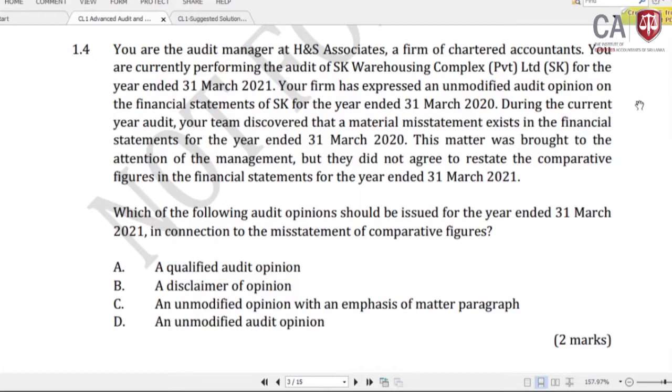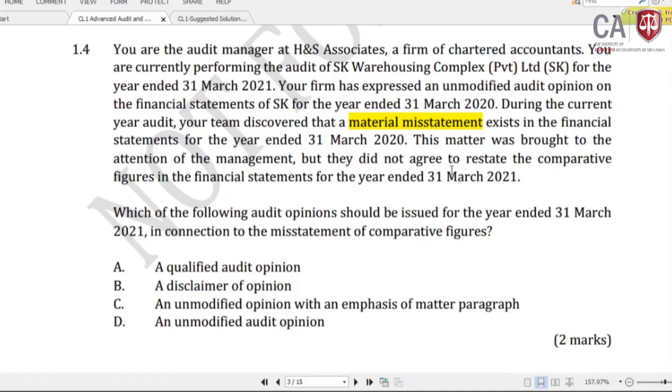So if you apply that 5-step model here, what it says is that there is a misstatement. If you read again, look at the fourth sentence. During the current audit, your team discovered a material misstatement. So you have discovered a material misstatement. So a material misstatement exists in the finance statement for the year ended 31st March 2021. So if there is a material misstatement, obviously, looks like nowhere does the question talk about the pervasiveness. So you need to see when there is a misstatement.